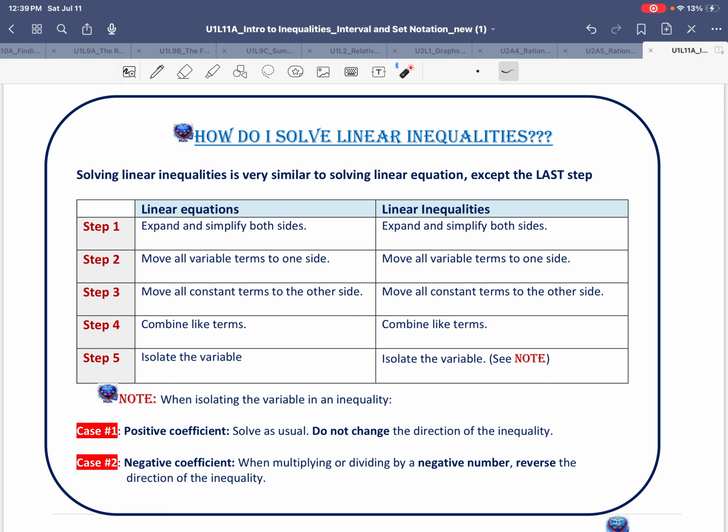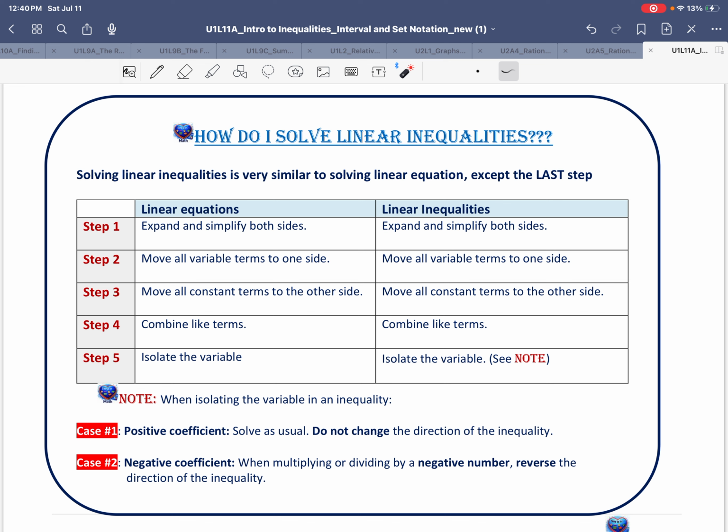Step number 1, we expand and simplify both sides. So this step is the same for both equations and inequalities. Step number 2, move all variables to one side. Again, there is no difference between solving equations and inequalities. Step number 3, we have to move all constant terms to the other side. Once again, the process is identical. Step number 4, combine like terms. This step is also the same for both.